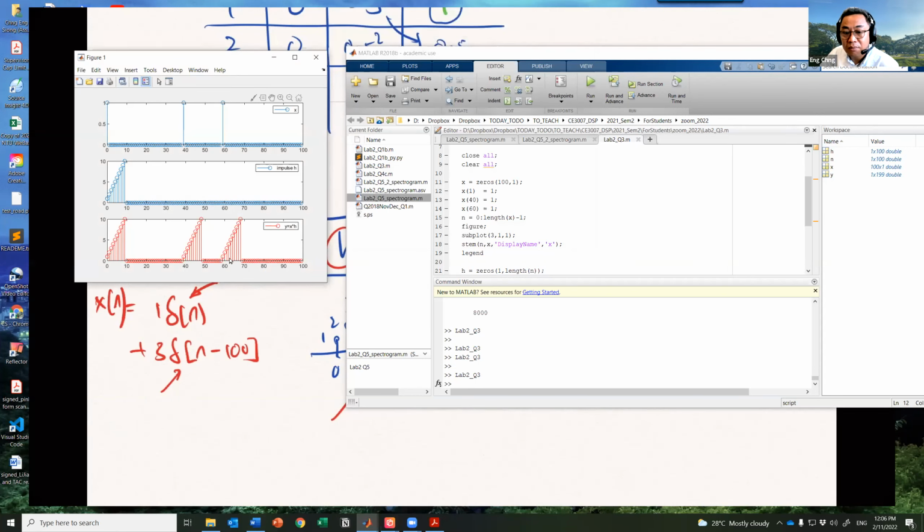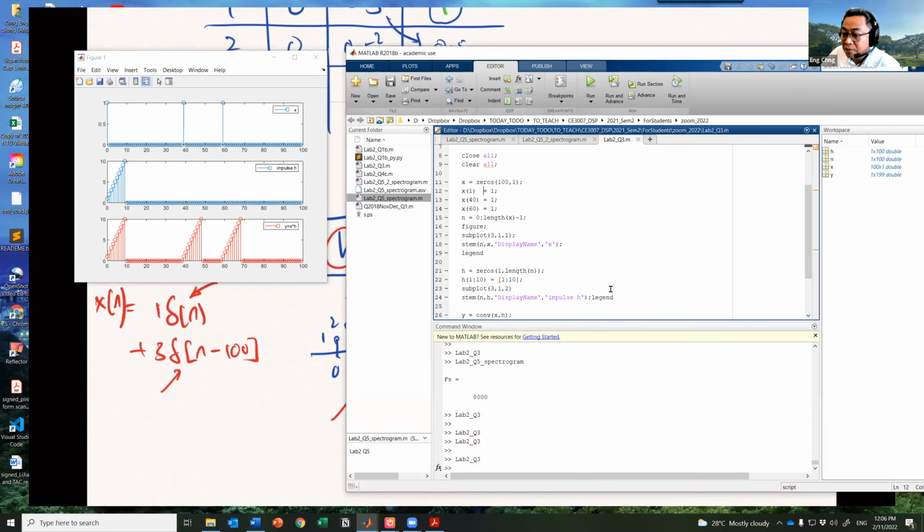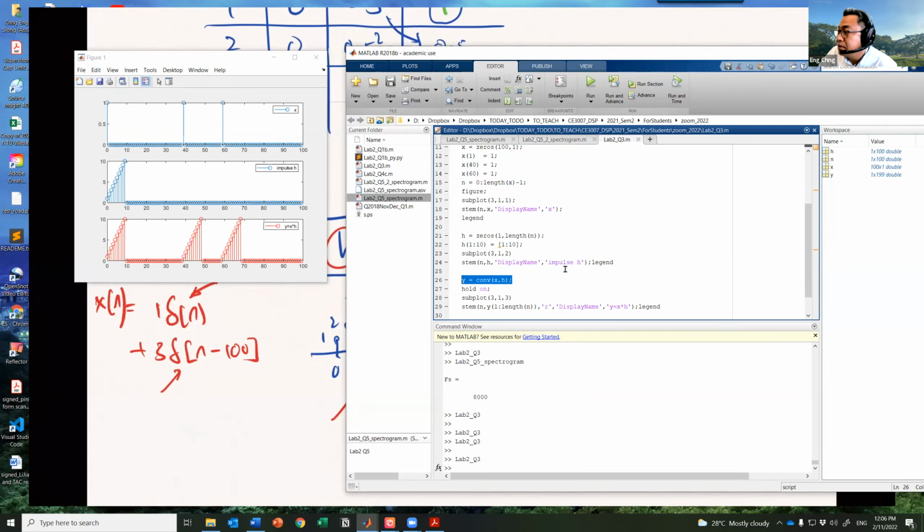Right? Can you see now what's happening? So you have to write your code, and the code is only very few lines of code. In fact, the only thing that's really happening is this guy. The rest is plotting.